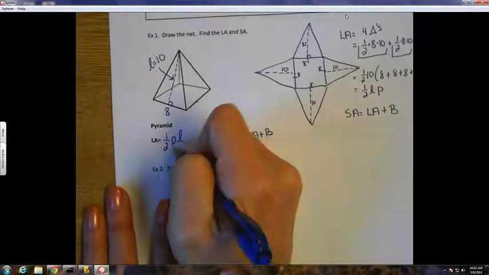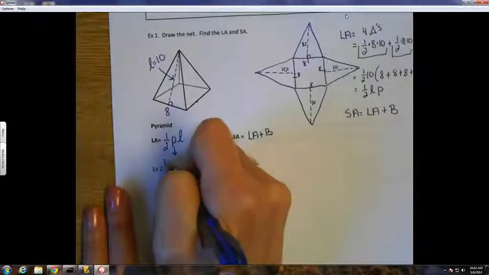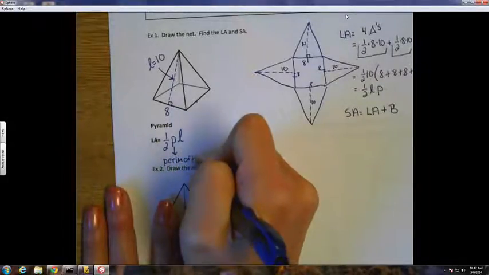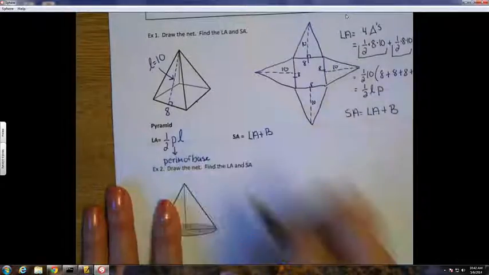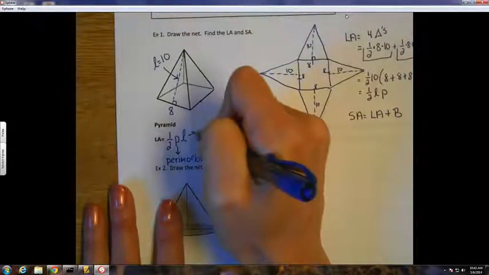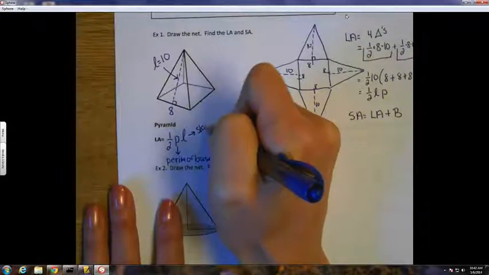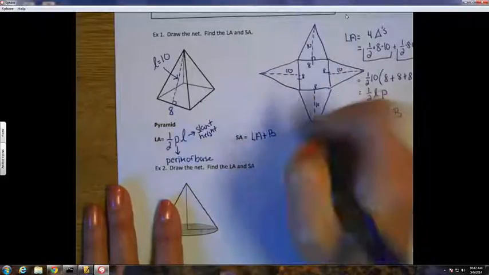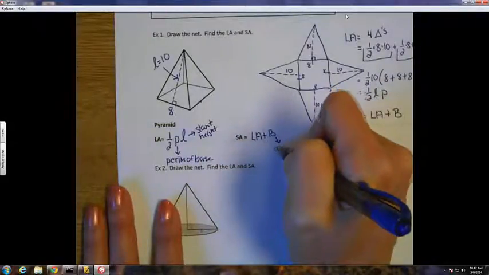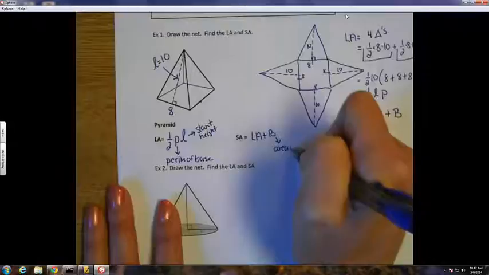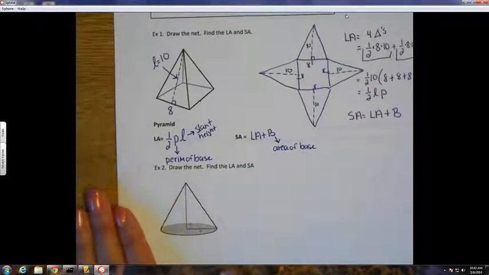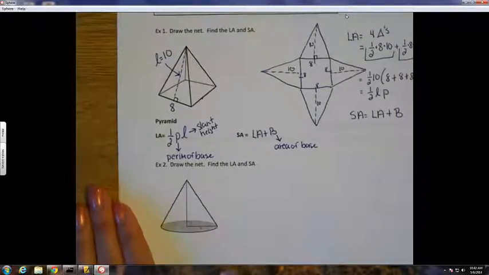So again, we might want to put, I don't know if you need to know what these stand for. P is perimeter of the base. L is slant height. And big B is area of the base. So let's add those two formulas to your card so that they're handy.